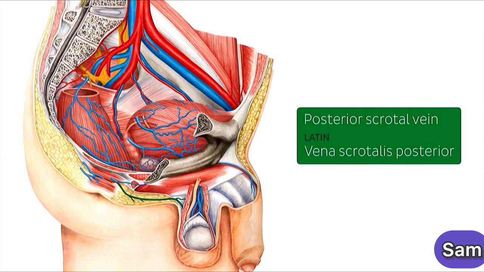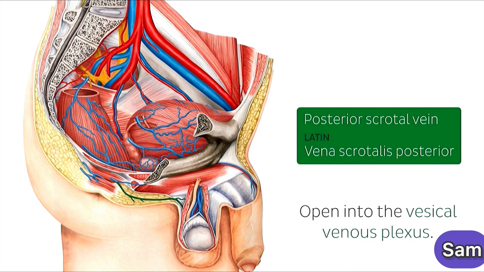These are small veins arising from the posterior part of the scrotum, as you can see here. These veins carry blood from the posterior part of the scrotum and open into the vesical venous plexus.